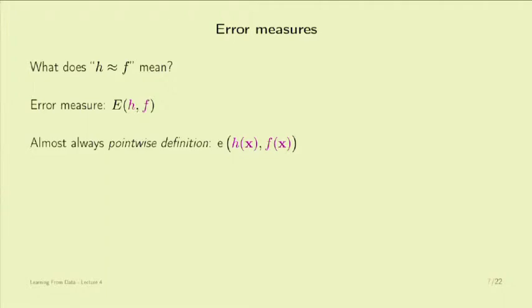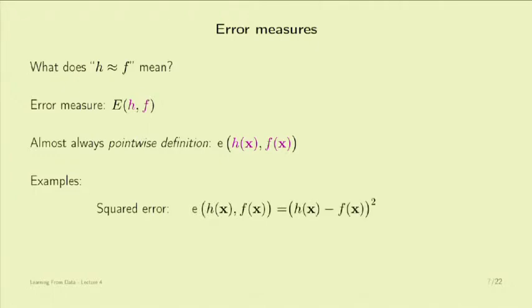Have we seen this before? Yes, we have. Remember the squared error? How do we formalize it in this sense? We can say that the error in this case is h of x minus f of x, squared. That's what we did, and that is indeed an error function that measures the difference between the two. And indeed, if the error is 0, it means that h of x equals f of x, and we have exactly what we want.